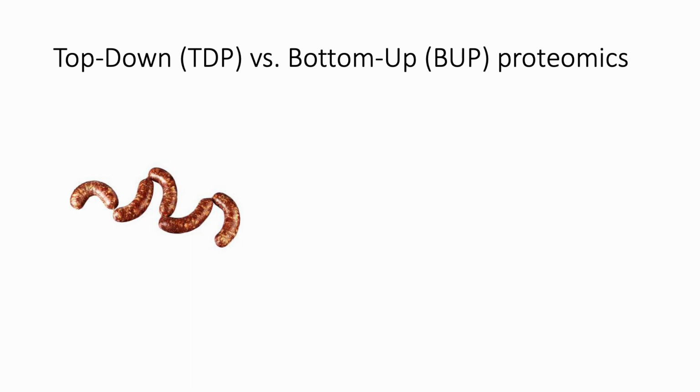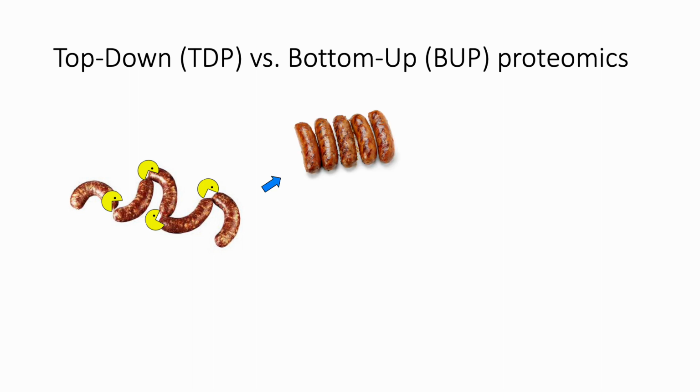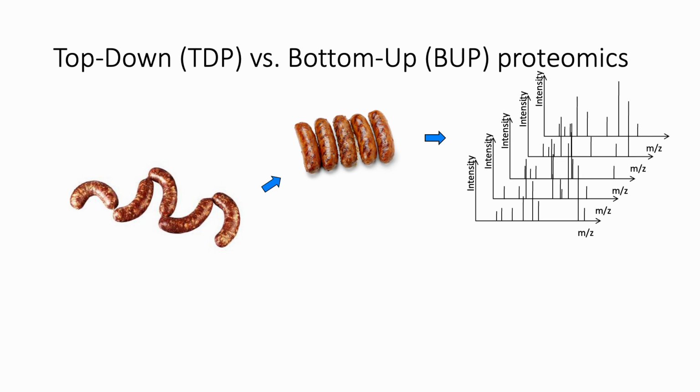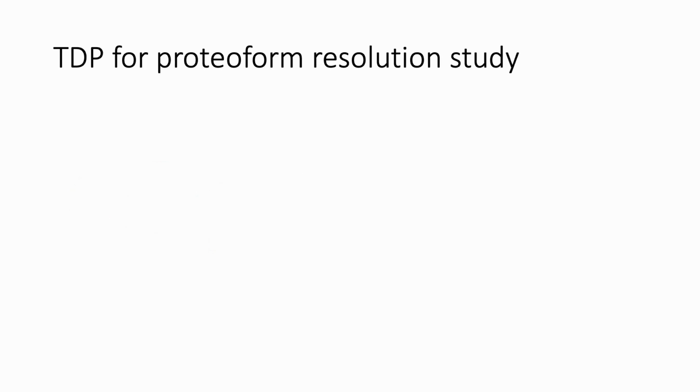I believe most audiences are already familiar with top-down proteomics or TDP since it is getting more and more attention recently. But let's quickly review TDP as compared with bottom-up proteomics or BUP. This sausage illustrates an intact protein molecule. In conventional bottom-up proteomics, the protein is digested into short peptides, and from each peptide, a spectrum is generated. On the other hand, in top-down, the intact protein is analyzed as is without digestion.